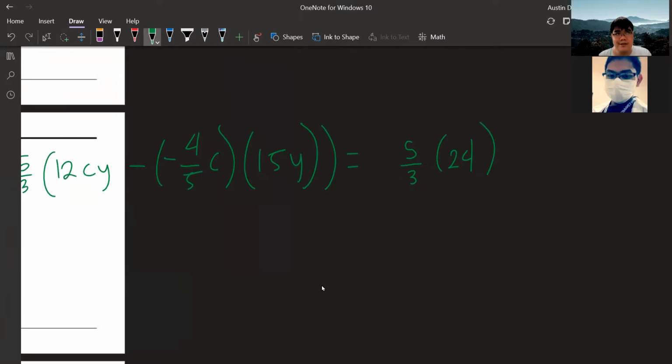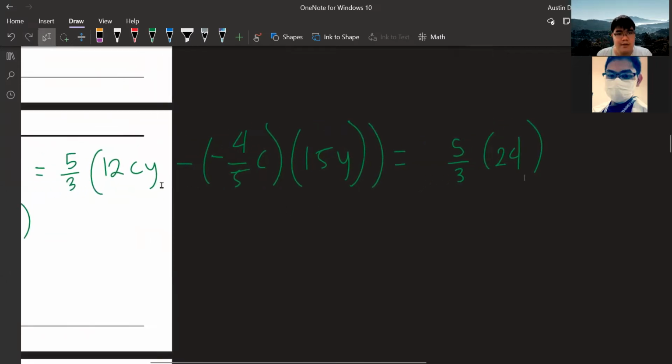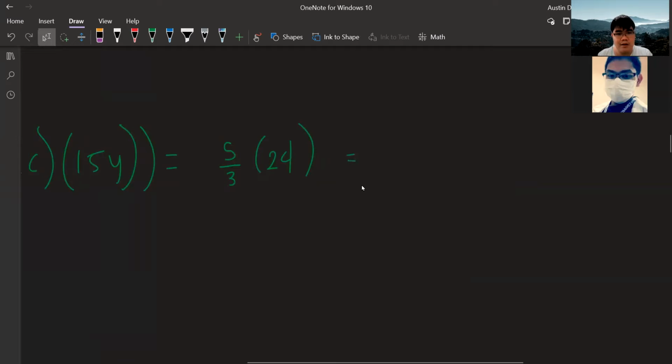Hindi ko nasulat yung final answer. Wait lang. Hindi na gumana yung arithmetic ko. 24 divided by 3, 8 times 5, 40. 40 years. Okay, 40 CY. Tama? 40 CY.